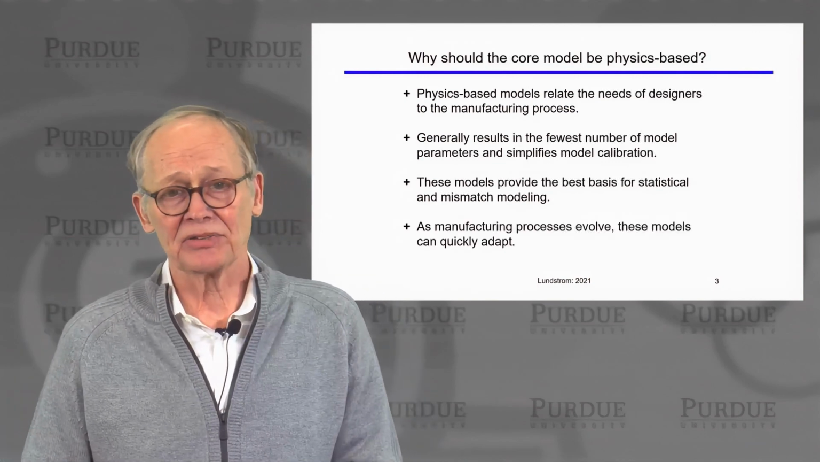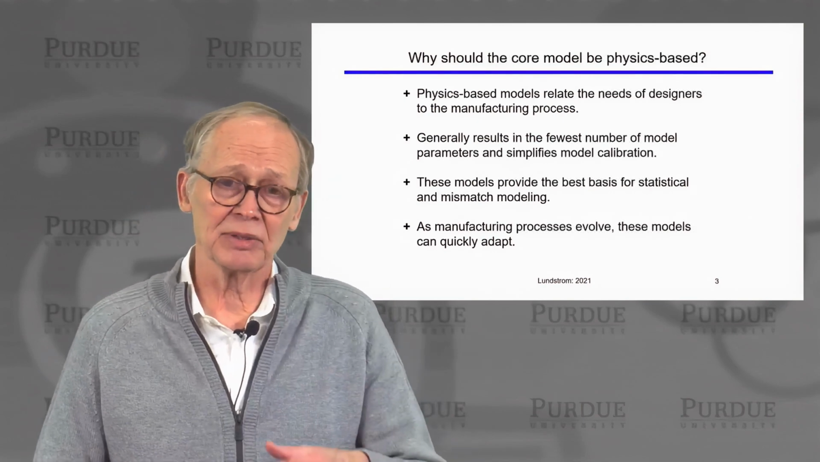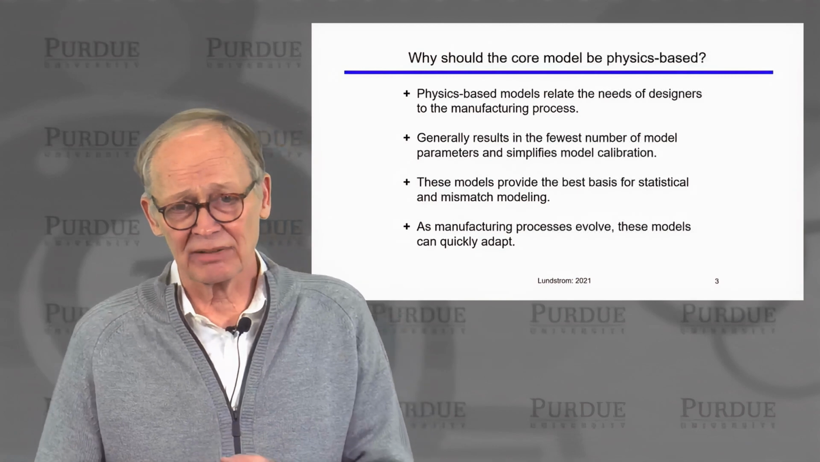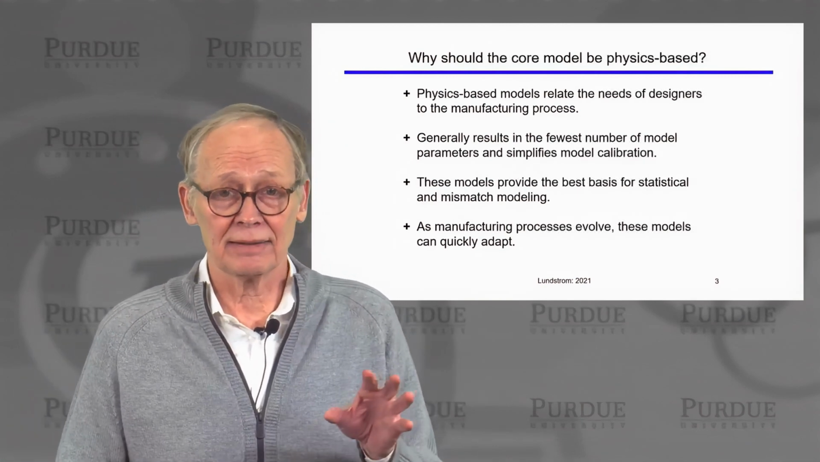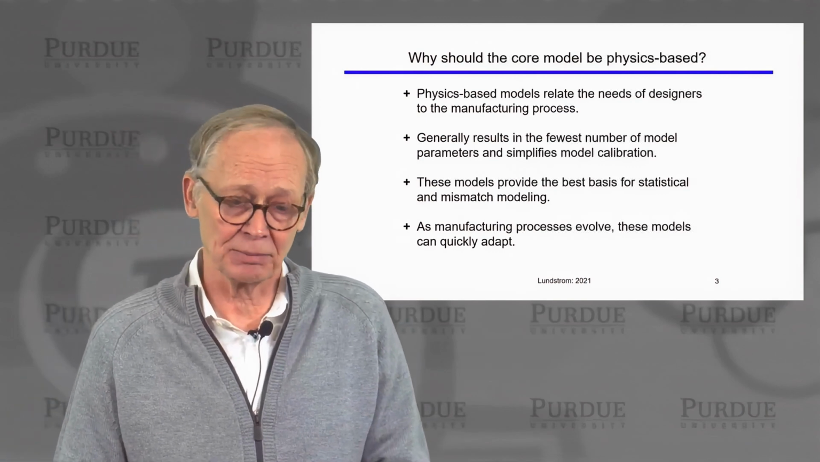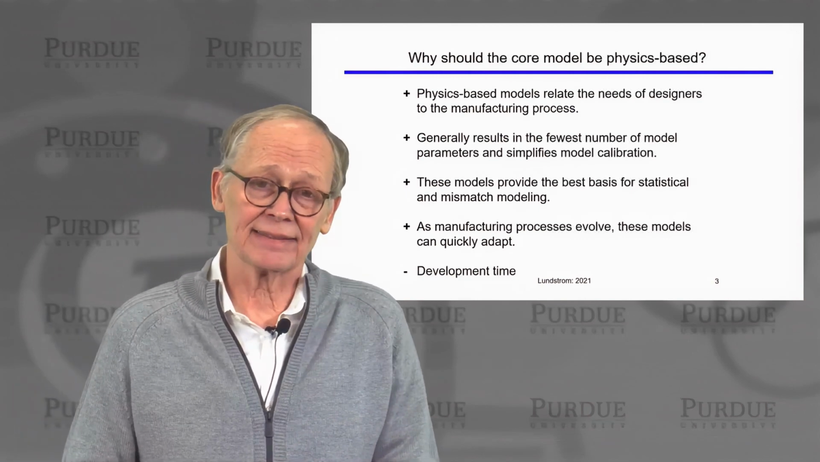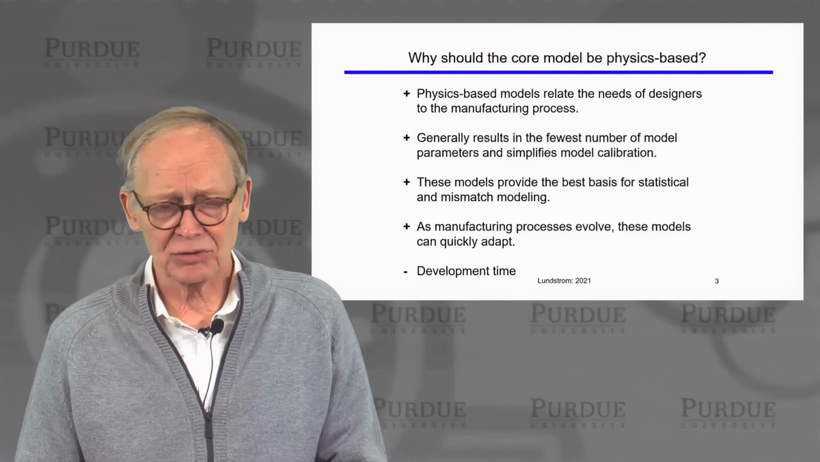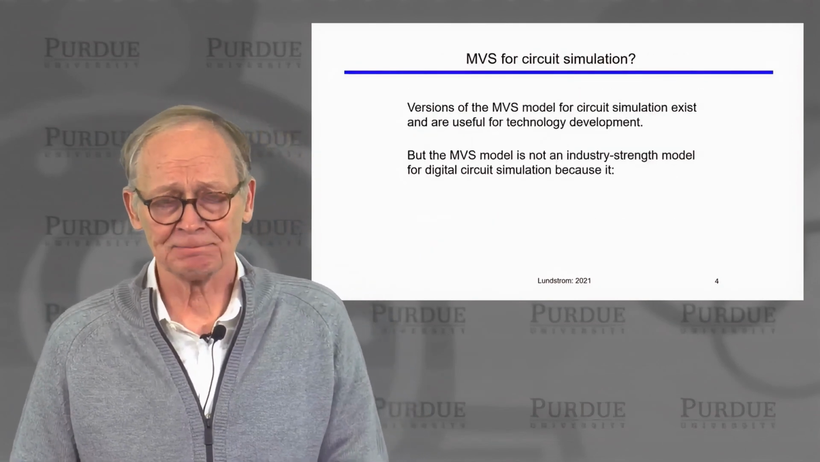And manufacturing processes evolve over time. We go from one generation to another, but even within a generation, the process will evolve. And as the channel length may change, or the oxide thickness, or whatever, the compact model can be quickly and easily updated for the change in the manufacturing process. Now, a downside is that these kinds of models generally take longer to develop, but they have so many benefits that these are the preferred type of models these days.